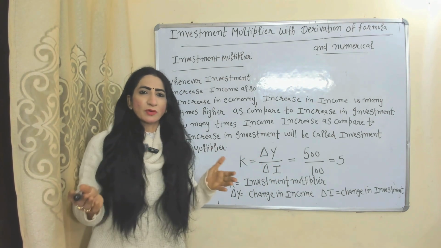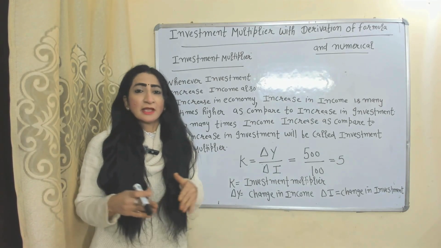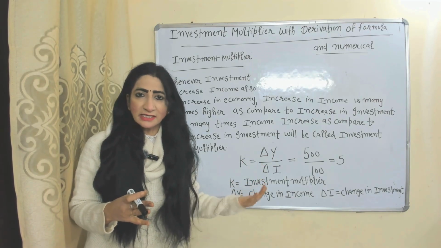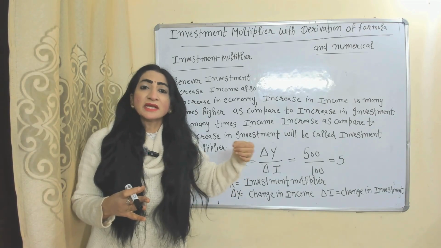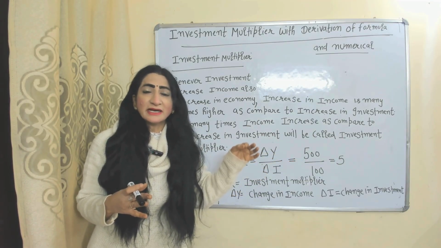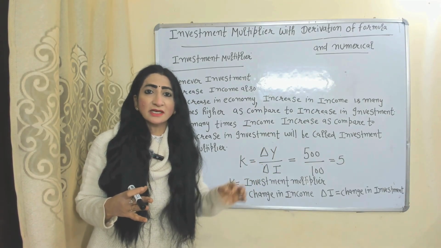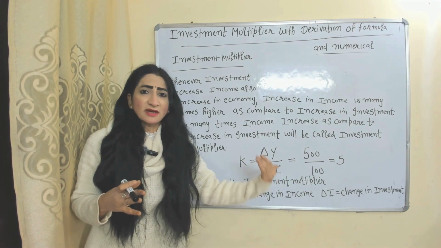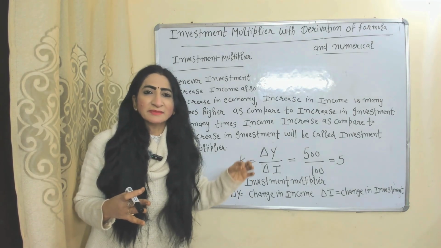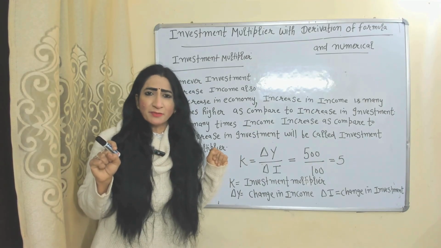Today we are going to talk about investment multiplier with the derivation of formula and a numerical. As we know, when investment increases, income also increases, and the increase in income is many times higher compared to the increase in investment. How many times income changes due to a change in investment is called investment multiplier.